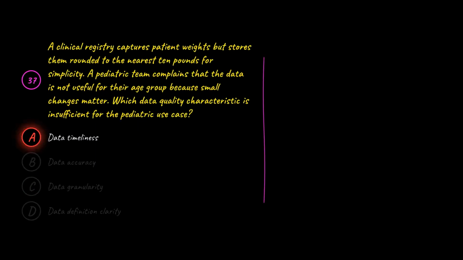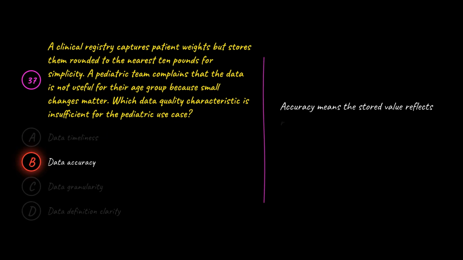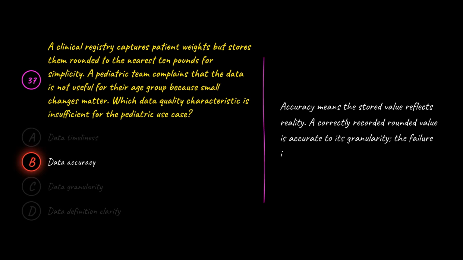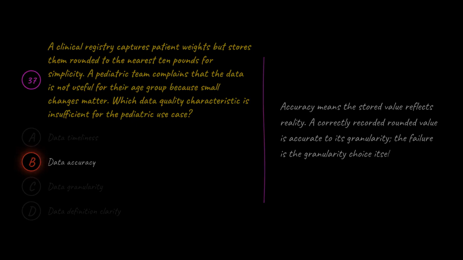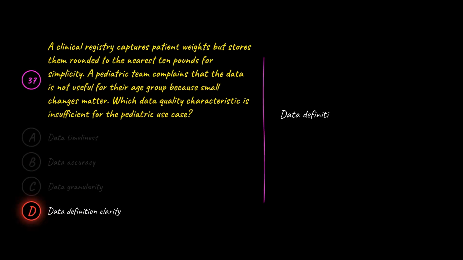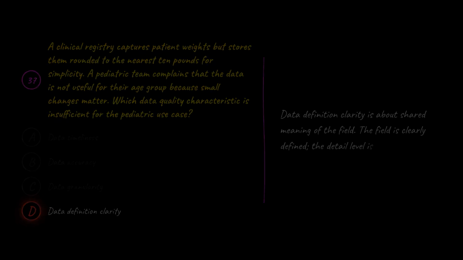A is wrong because timeliness is about when data is captured, not how precisely. B is wrong because accuracy means the stored value reflects reality. A correctly recorded rounded value is accurate to its granularity. The failure is the granularity choice itself. D is wrong because data definition clarity is about shared meaning of the field. The field is clearly defined, the detail level is the problem.